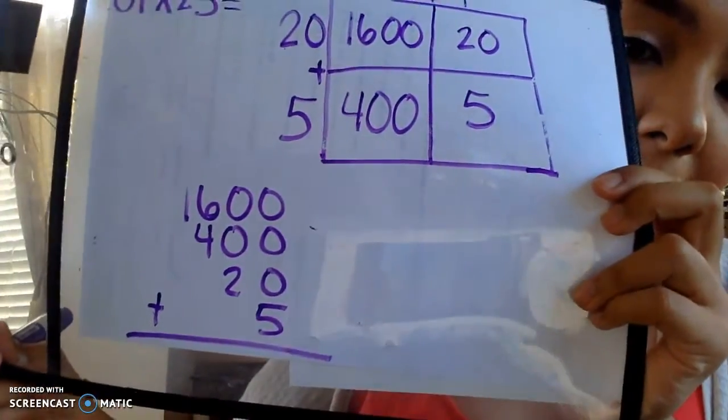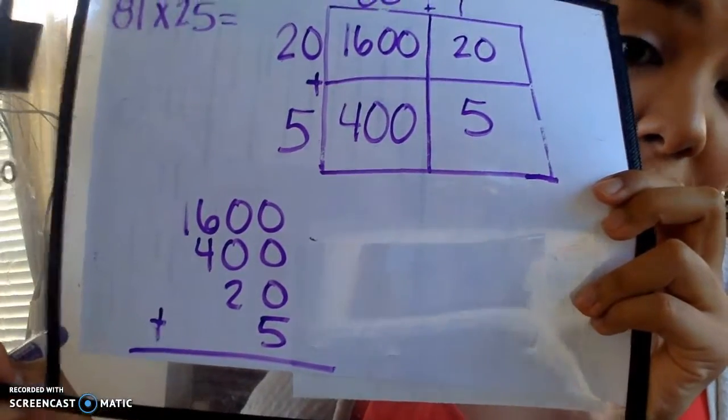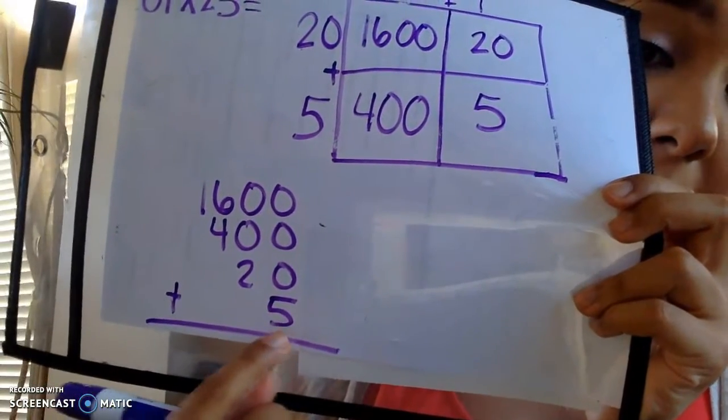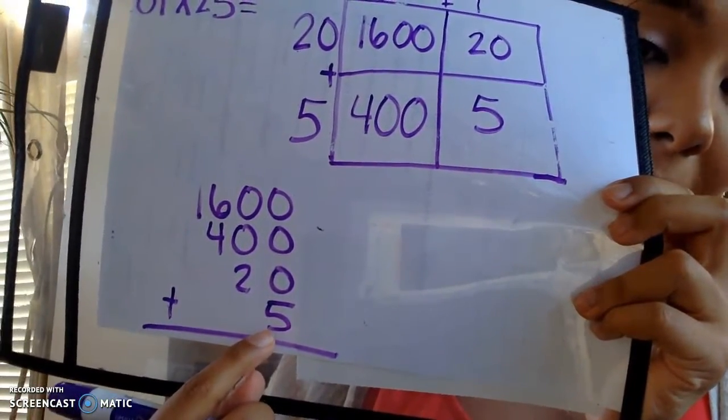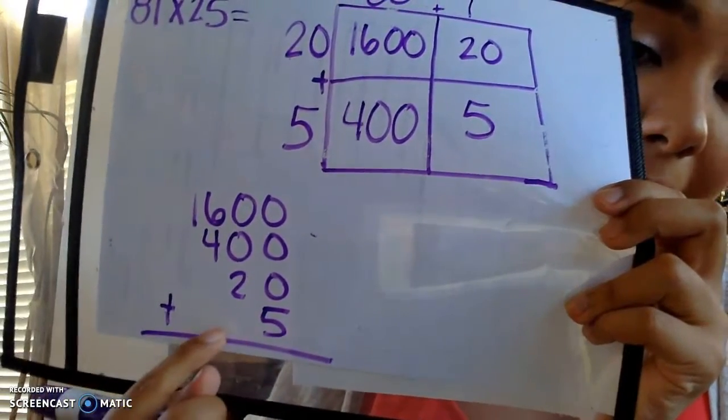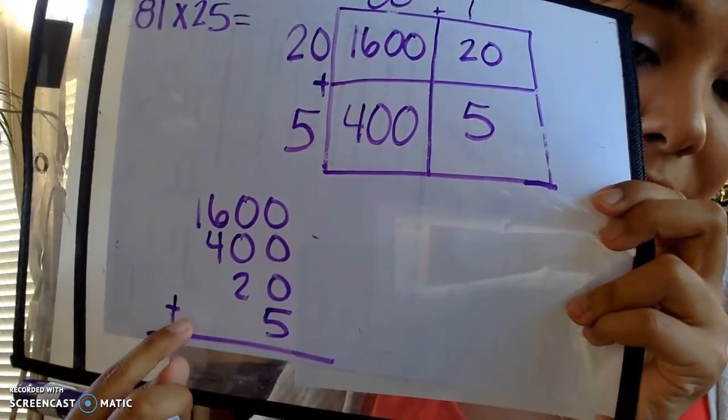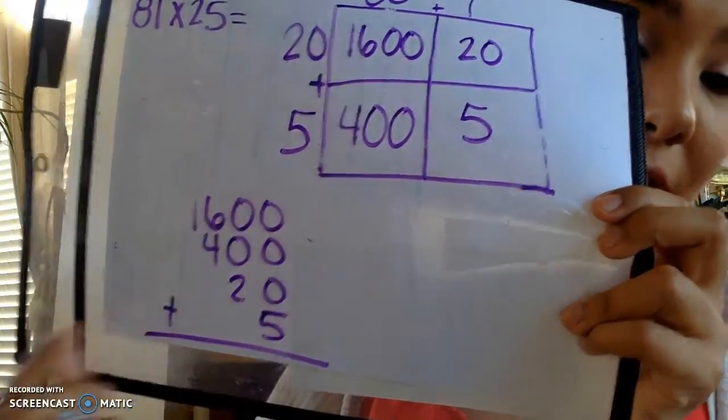So we have 1600 plus 400 plus 20 plus 5. There we go. That's how I'm adding them all up. Make sure you line them up properly. The numbers in the ones place should be together. Numbers in the tens place should be together. Numbers in the hundreds place should be together. The numbers in the thousands place should be together.